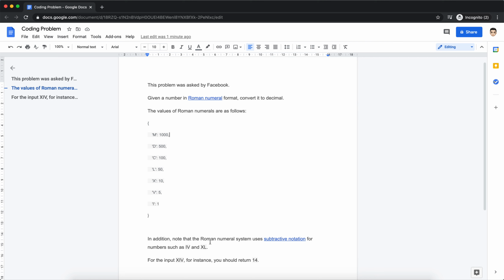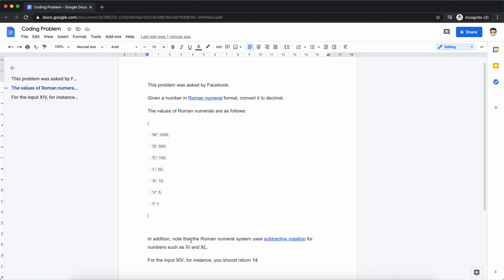Right. In addition, note that the Roman numeral system uses subtractive notation for numbers such as IV and XL. For input XIV, it should be written 14. Okay. So what this means by subtractive notation is, let's say I signifies 1 and V signifies what, 5. So if we have VI, right?